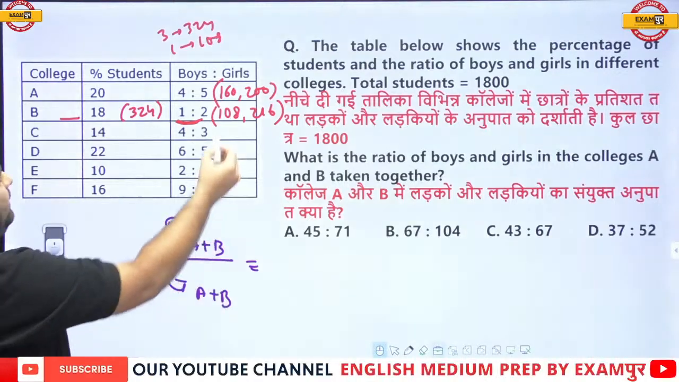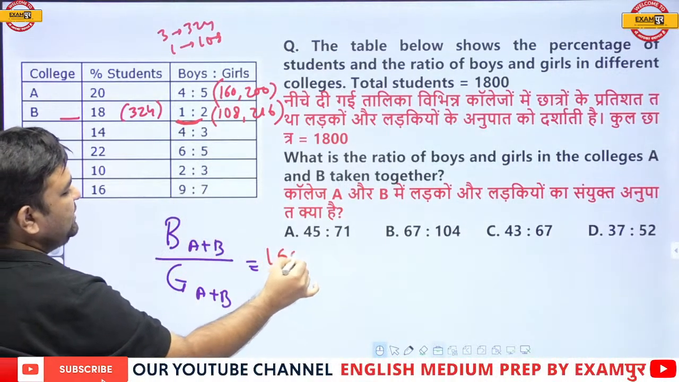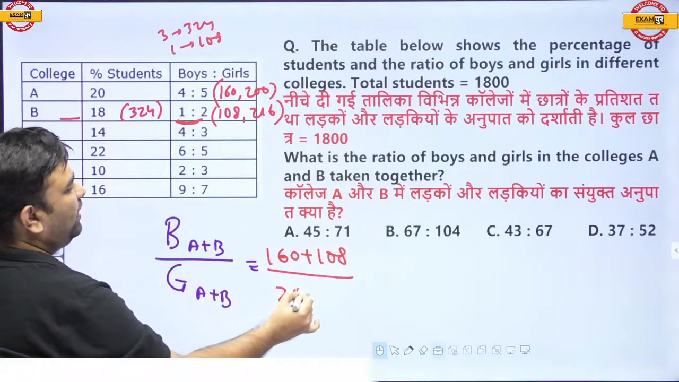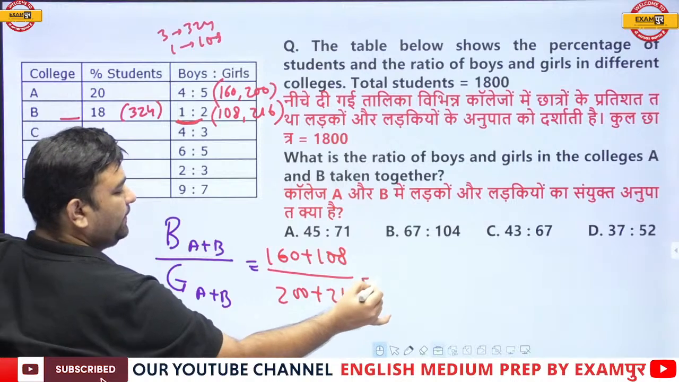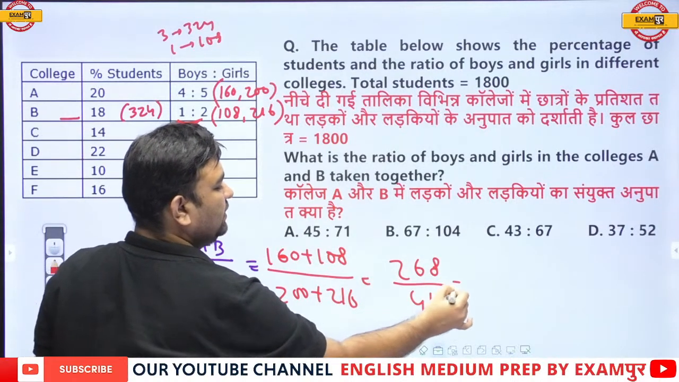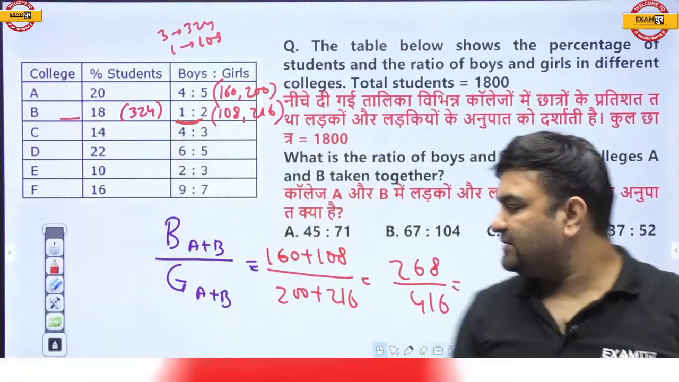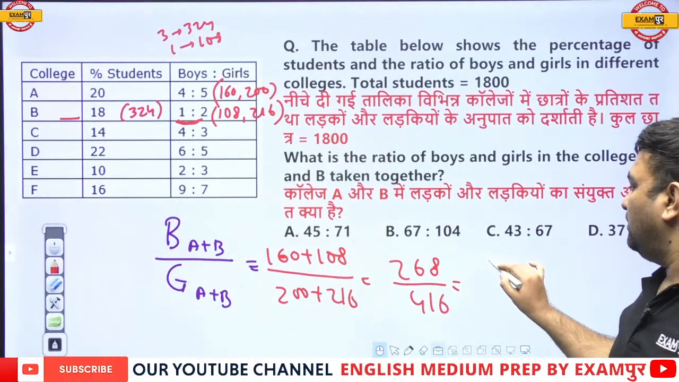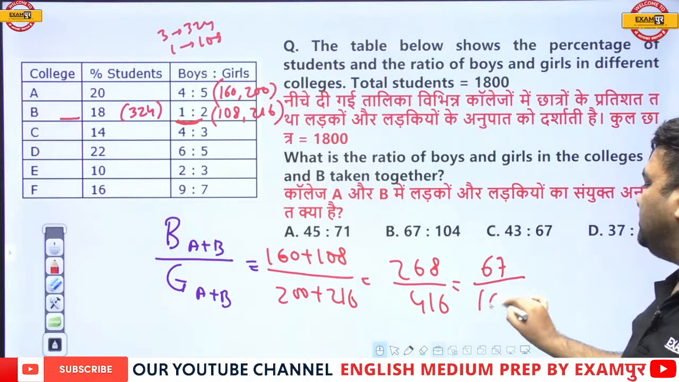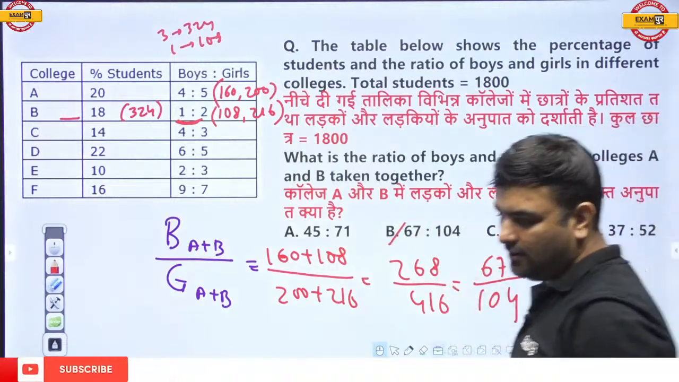So boys in A plus B are 160 plus 108, and girls in A plus B are 200 plus 216. 268 upon 416. Simplify by 4 at both places. 4 6s are 24, 4 7s are 28, 67 over 104. Answer.